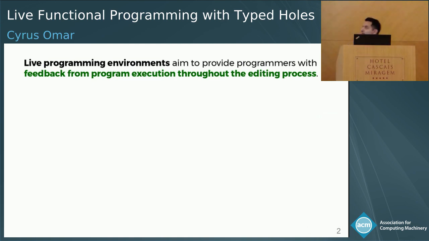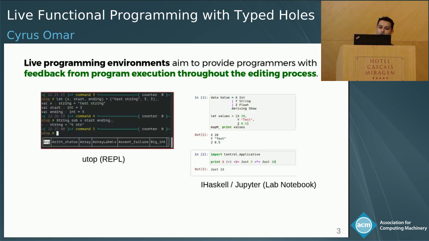So live programming environments are all about feedback. They're all about providing programmers with feedback about the execution behavior of the program that they're writing while they're writing it, so during the editing process. And you've probably all used a live programming environment. You've done some live programming if you've ever used a REPL or a lab notebook environment like Jupyter to write a program piece by piece and then get feedback about that piece before you continue and maybe copy that back into your main program. That's kind of a primitive form of live programming.